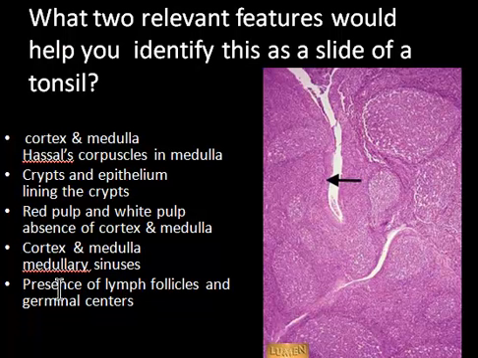And then this one, presence of lymph follicles and germinal centers. Now in the tonsil you do have lymph follicles. You can see these are all lymph follicles, and here you can see germinal centers which are indicative of infection. But this is not a relevant feature which is seen in the tonsil only, because a lymph node also would have that.